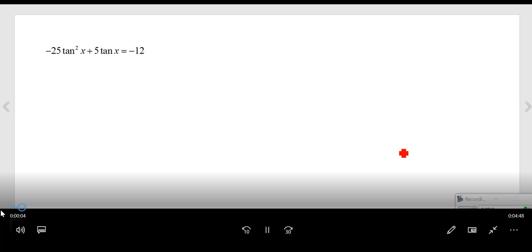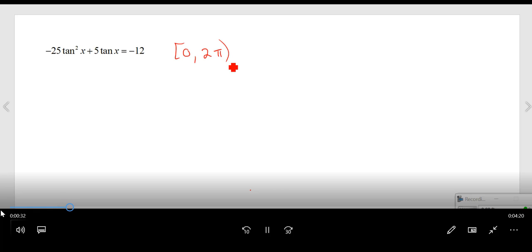Here's another problem you were asked to solve. Minus 25 tan squared x plus 5 times tan x equals negative 12. And you were asked to find all the solutions within 0 to 2 pi. In this video, I'm going to have you use your calculator to solve this because you were not asked to find the exact answer. You were only asked to find it within 4 decimal points.